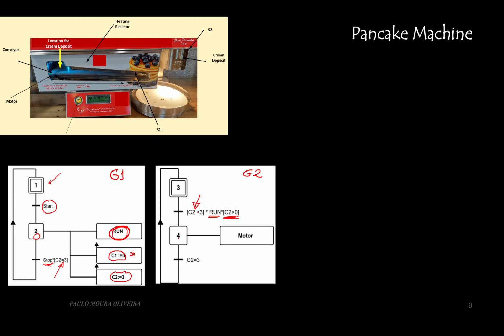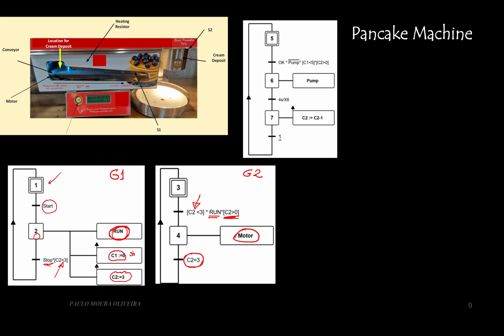So in this case, the motor is going to be activated, and when the number is 3, it is going to start to stop. It means that there are no pancakes in the conveyor, so you stop the motor. So as a G3 graph set, it is this one.